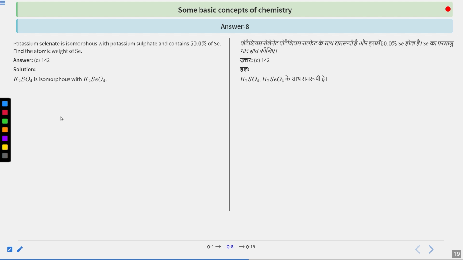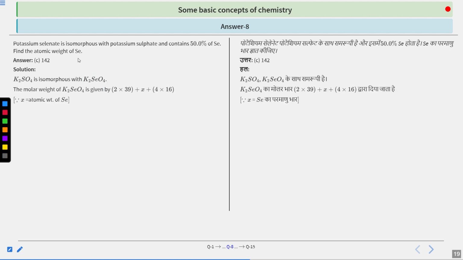Since it is isomorphic with K2SO4, the formula of this potassium selenate will be K2SeO4, because SeO4 has a valency of 2 and K has a valency of 1. Clear? Now the molar weight of K2SeO4 is how much? 2 into 39 plus X plus 4 into 16. We have taken the atomic weight of selenium as X. If we add this, we will get 142 plus X gram of K2SeO4. So this is the molar weight of K2SeO4.